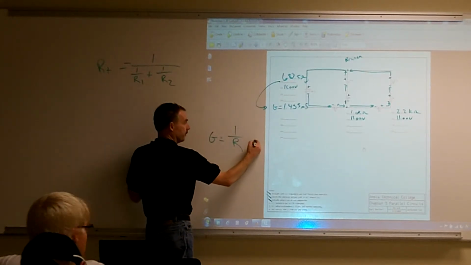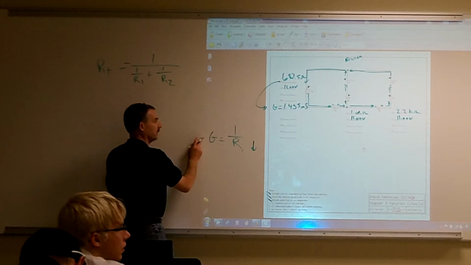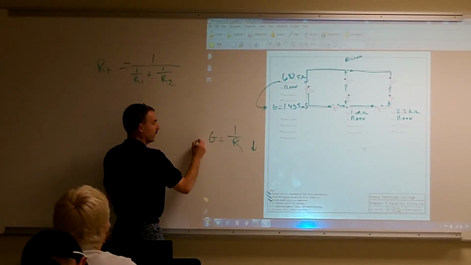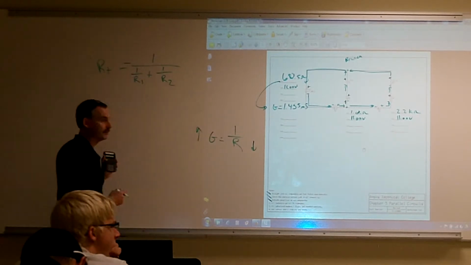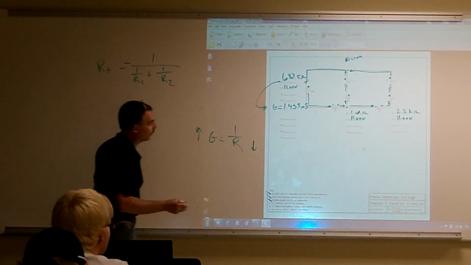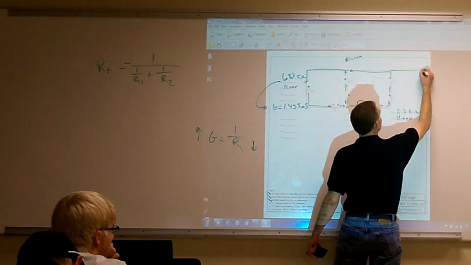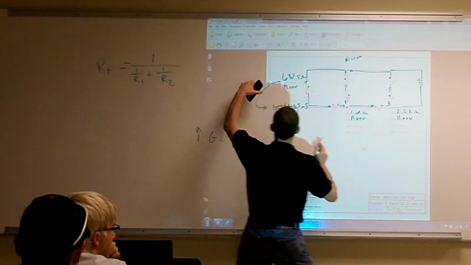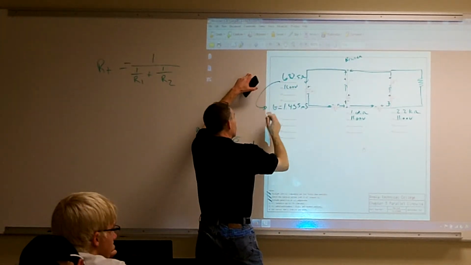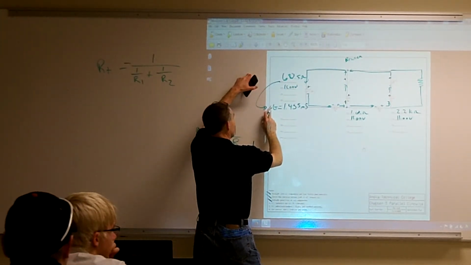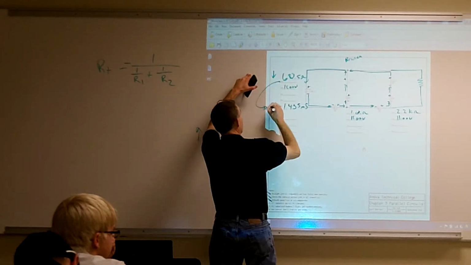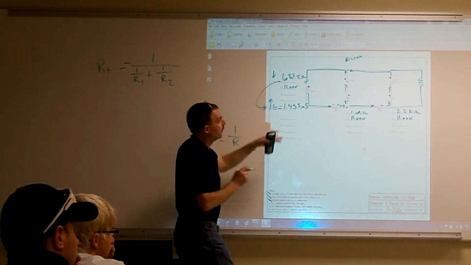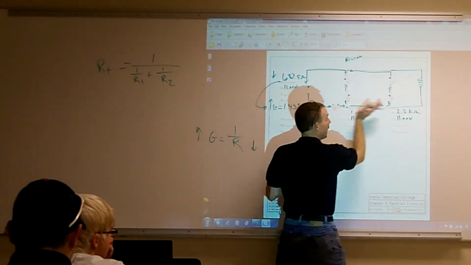If my resistance starts to go down, what happens to my conductance? It goes up. I become more conductive. Every time I add another resistor to a parallel circuit, I become more conductive. Every time I add another resistor, my conductance is going to start to go up. My resistance is going to start to go down, and my conductance starts to go up, because I just gave myself another path for current to flow.